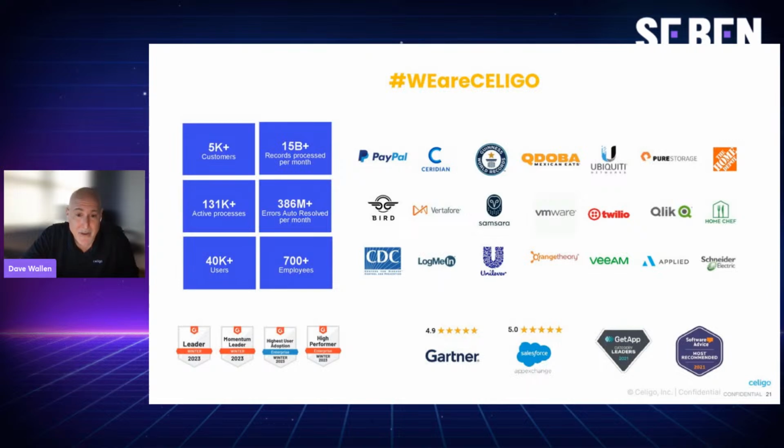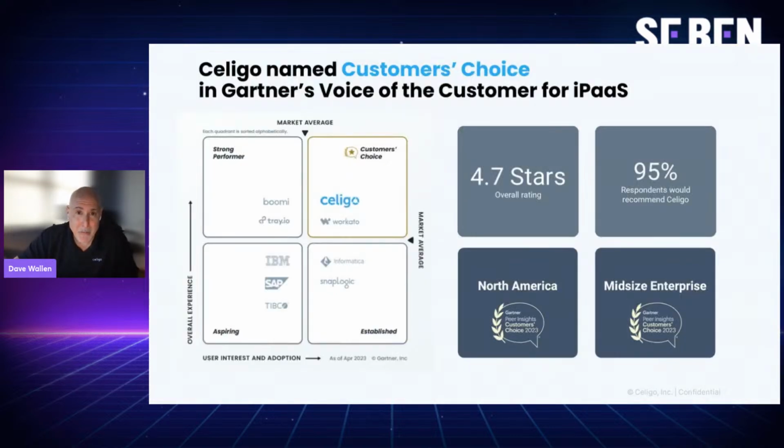Another one that to me is important is down at the bottom, and that's our customers. We get great customer reviews. We measure ourselves against what our customers think of us. We are a leader in G2. We are a leader in Gartner Peer Insights, and all those things. And the thing that we're particularly proud of is we were named Customer's Choice in Gartner's Voice of the Customer for iPaaS.